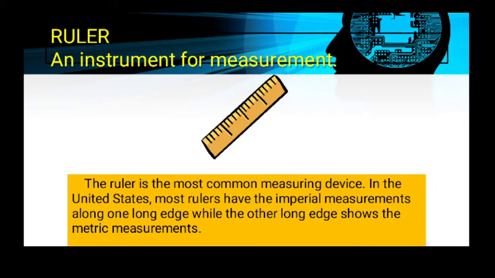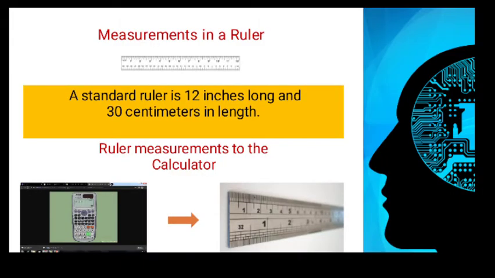It's a device used in geometry and technical drawing, as well as in the engineering and construction industries, to measure distances or draw straight lines. We have types of ruler. Number 1 is the desk ruler. Number 2, steel rule. Number 3, meter stick. Number 4, tape measure. And number 5, folding rule, which is usually used by carpenters. Measurements in a ruler: a standard ruler is 12 inches long and 30 centimeters in length.